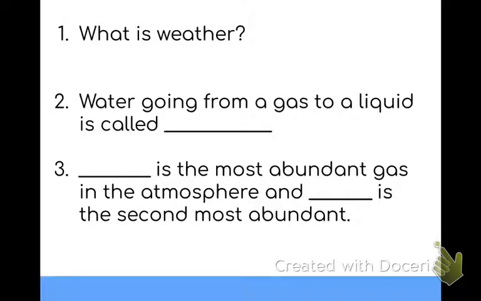What is weather? So for number 1, what is weather? Number 2, water going from a gas to a liquid is called blank, fill in the blank. So make sure you write down number 1, then the definition. Number 2, write down the word that fills in the blank. Number 3, you have 2 blanks to fill. So you don't have to write the sentence, just write the word. You can just do the word, comma, and then the second word. Number 3, blank is the most abundant gas in the atmosphere, and blank is the second most abundant.